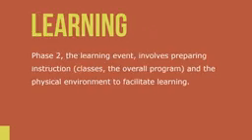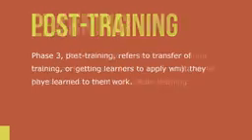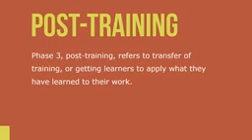Phase 2, the learning event, involves preparing instruction, classes, the overall program, and so on, and the physical environment to facilitate learning. Phase 2 focuses on creating a positive learning environment, including planning the activities that occur during training, selecting a high-quality instructor or trainer, choosing a training room, and creating positive interactions with learners, and having proper program design. Phase 3, post-training, refers to transfer of training and getting learners to apply what they have learned to their work.